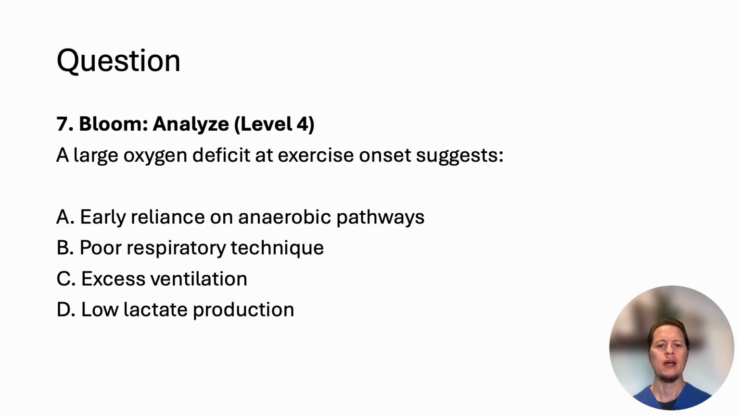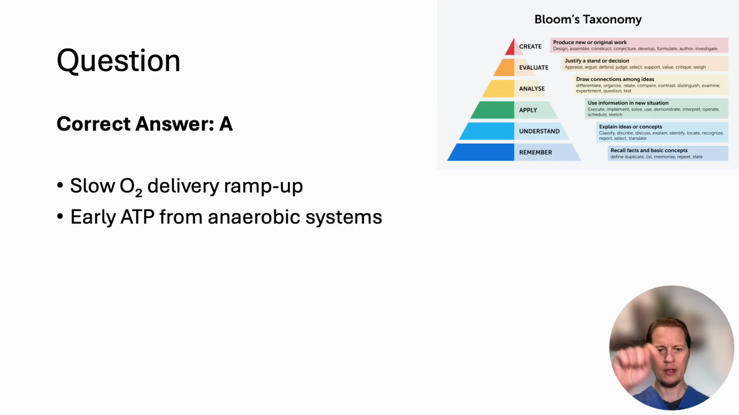Question 7. A large oxygen deficit at exercise onset suggests what? Early reliance on anaerobic pathways, poor respiratory technique, excess ventilation, or low lactate production. This one's also kind of a tough one. Think about it, come up with your answer, which is right there, A.